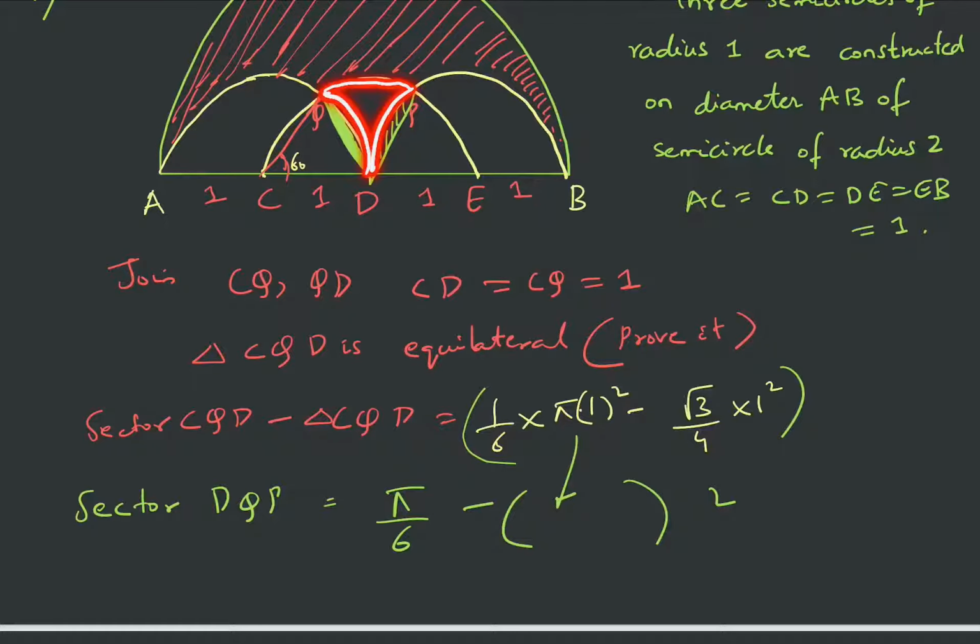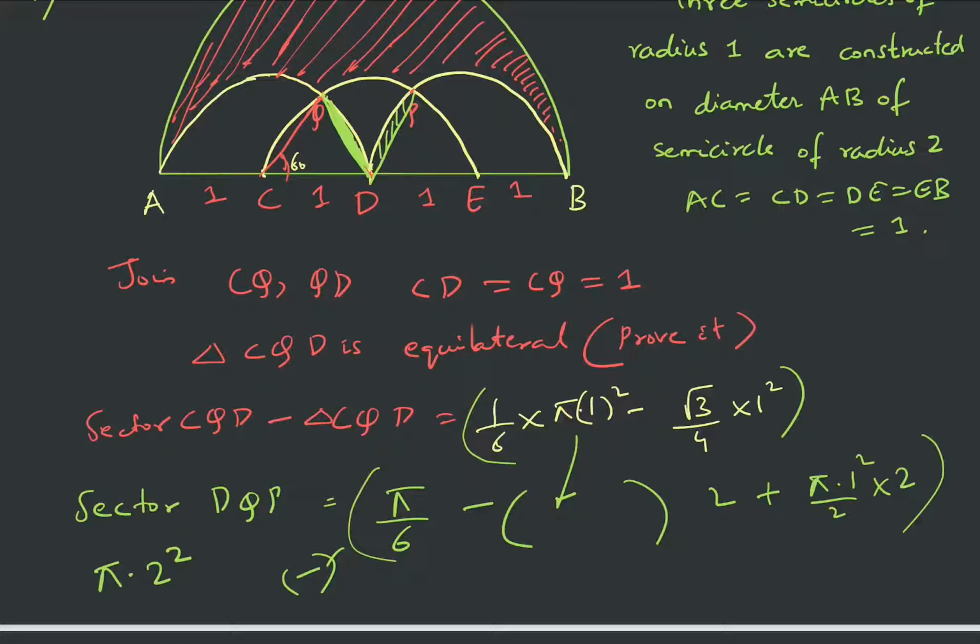Okay, so is this clear? I have achieved the area of this figure, and now I'll add this to the areas of these two smaller semicircles, right? So plus the area of smaller semicircles is pi into 1 square by 2 into 2, right? Because there are two semicircles. So this is the final area which I need to subtract from the area of the larger semicircle, that is pi into 2 square by 2. Okay, so this will give you the final answer.